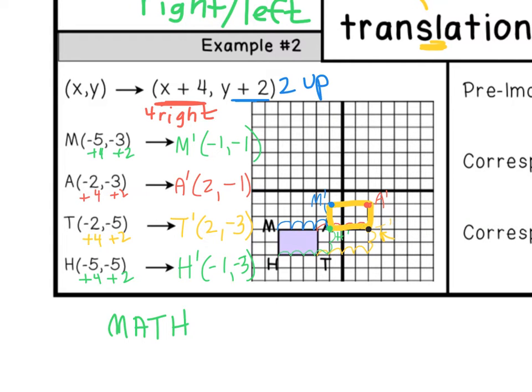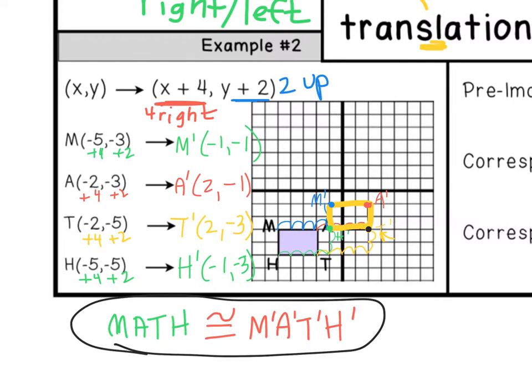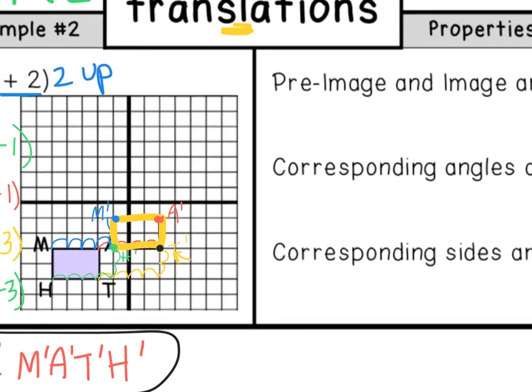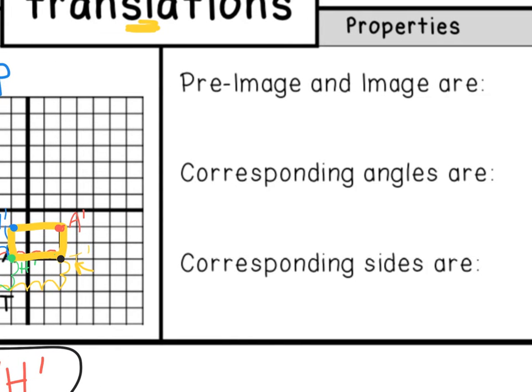Okay, so math, the first box, math, is congruent to, it's an equals with a squiggle sign above it. It's congruent to math prime. So this would be what's called our congruency statement. And that proves that they have the same shape and the same size. All the angles are the same. So the pre-image, that's the original image, and the new image, they are congruent.